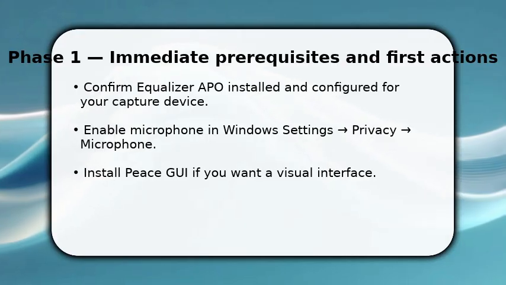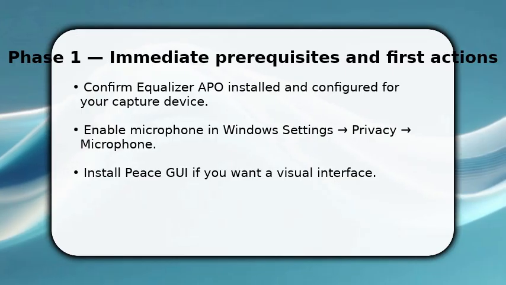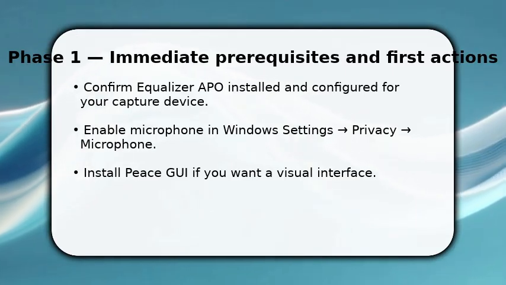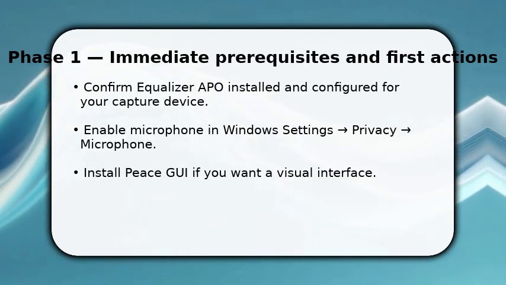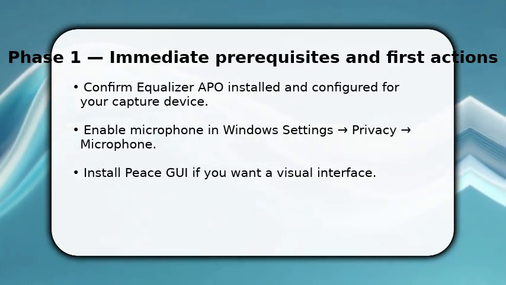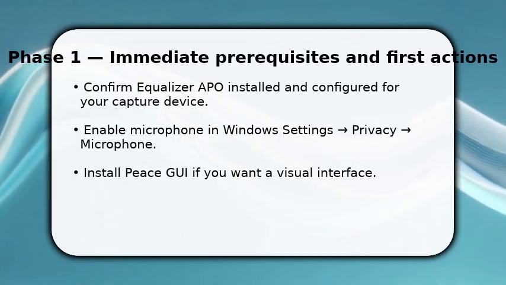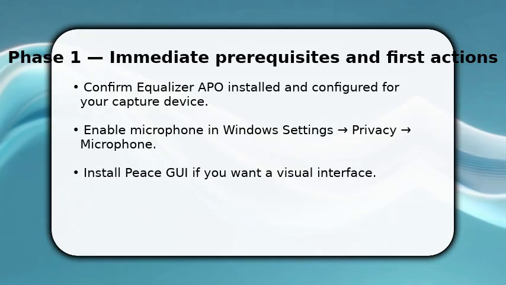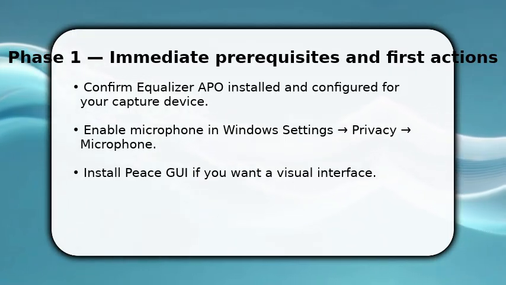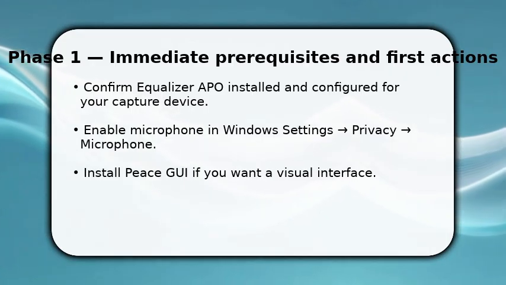You begin by preparing the system. Make sure Equalizer APO is installed and assigned to the correct capture device in the configuration editor. Once done, open Windows Settings and enable microphone access under Privacy, because without permissions filters won't run. If you prefer a GUI, install Peace and link it to Equalizer APO so you can see active processing. These steps remove the most common blockers.